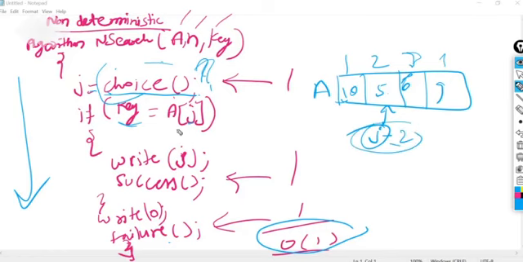What does it mean? J is 2, that means A of 2 is the value 5. The key value is 5. Is it the same value for which we are searching? Yes, then it will give you the answer. So how this particular choice function provides the index value is the main question mark here. That's why it's non-deterministic. I have taken an example here to give clarity about it.